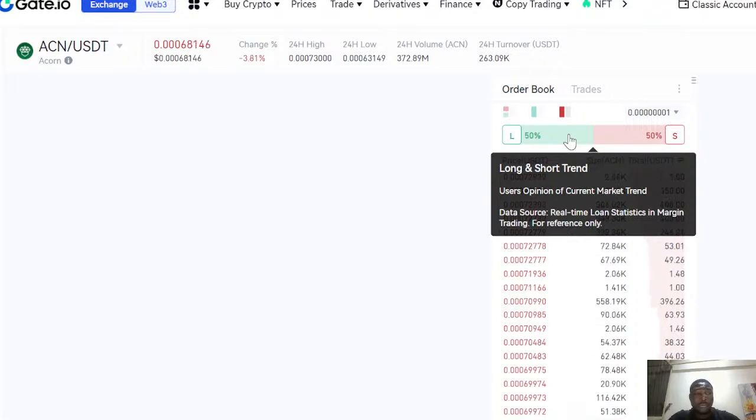Now, them knowing how the market is actually going, how to go about the market, what the market is, and how they can make an edge in the market themselves. Now, data source: real-time loan statistics. These are in marginal trade, for reference only. You can see the data source is real time. So all these points are very, very important.